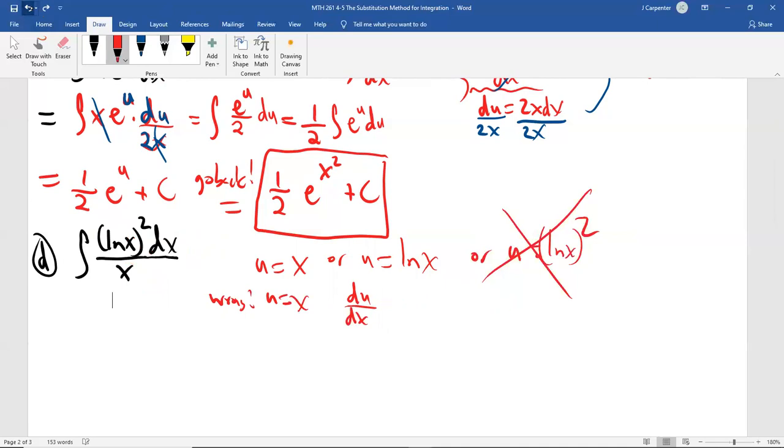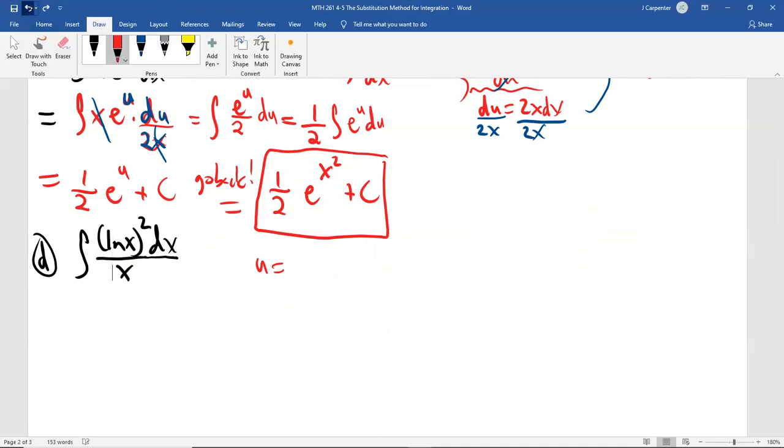So we did that wrong. So we say it's probably the u equals the natural log of x. It's probably the other one out of that. We gave a reason why the last one was garbage. We just showed why the first one is garbage. So let's let u be the natural log of x. And let's see what happens. So we're going to let u equal the natural log of x.